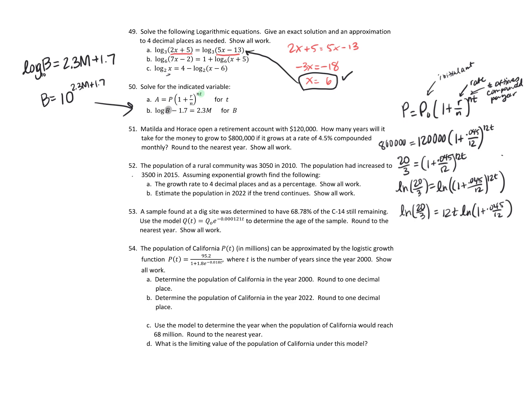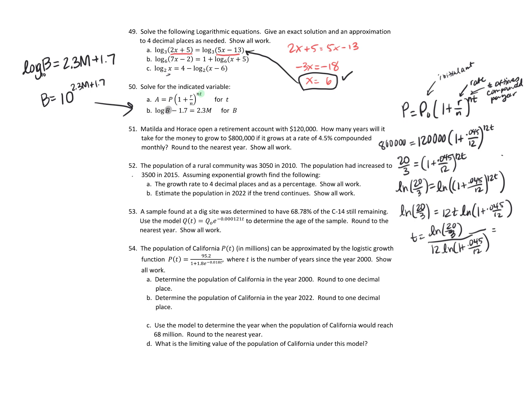And then I can divide that stuff over. So I'm going to get t is equal to natural log of 20/3 over 12 natural log of 1 plus 0.045 over 12. And I can plug all of that into my calculator.